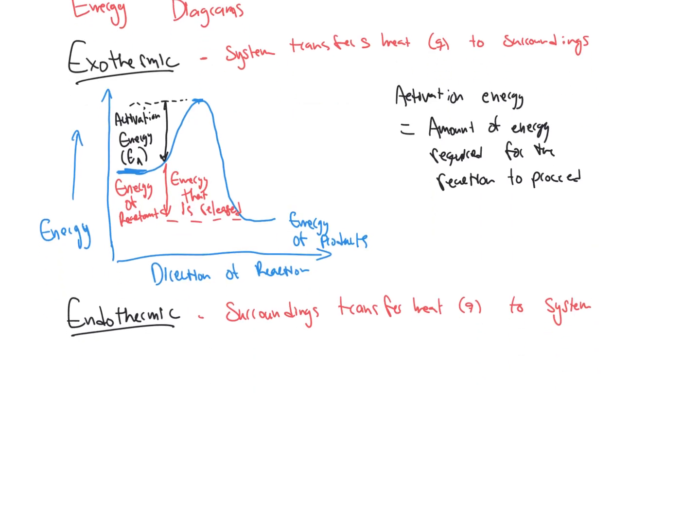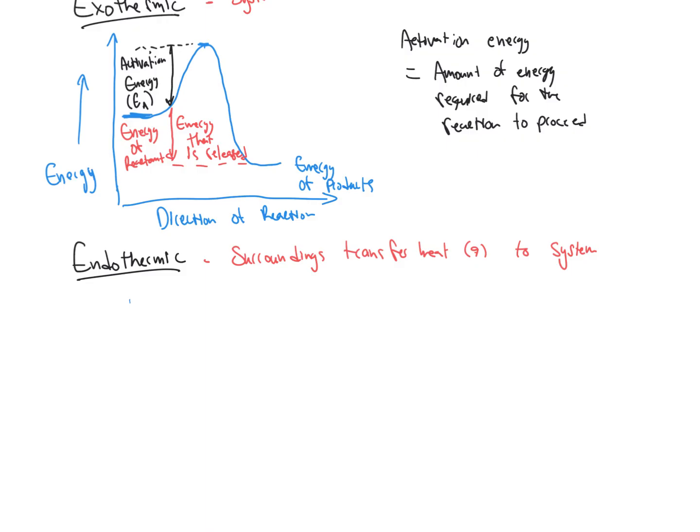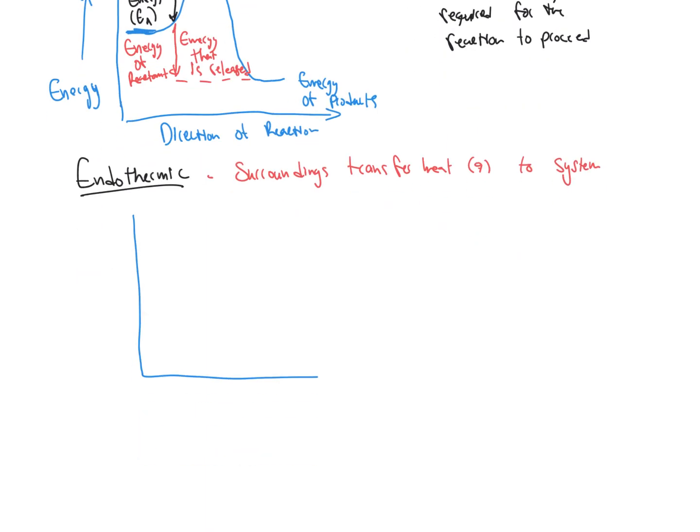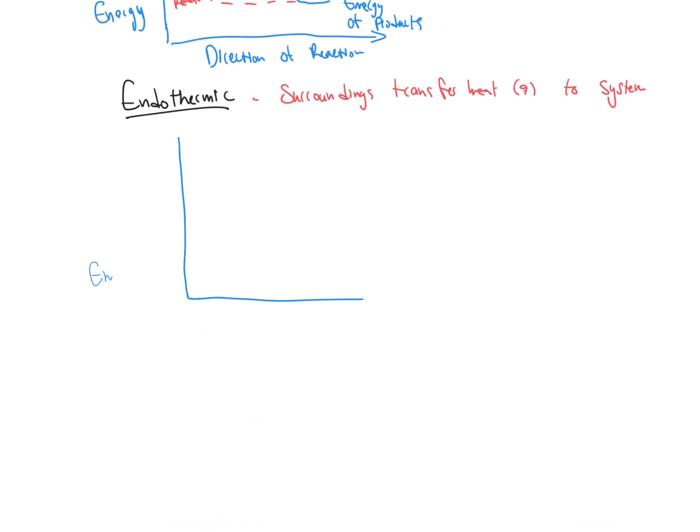For an endothermic reaction, you can imagine it's the exact opposite case. We'll still have energy on our y-axis, and the direction of the reaction on our x-axis. And of course, the reaction goes to the right. In this case, the energy of our reactants is going to be lower than the energy of our products, and it's going to take some amount of energy for that reaction to occur.